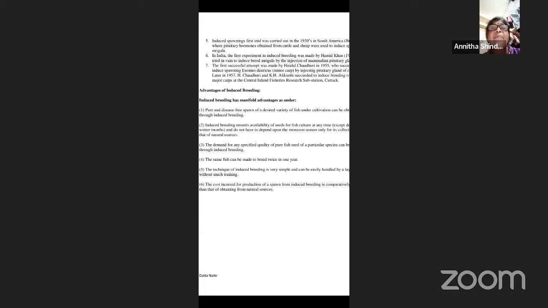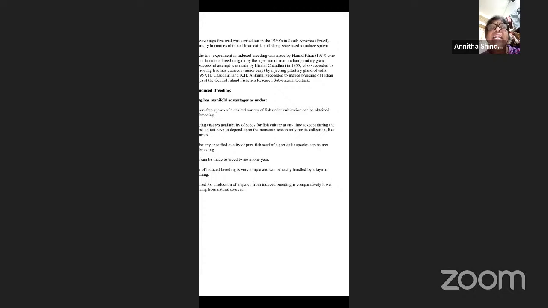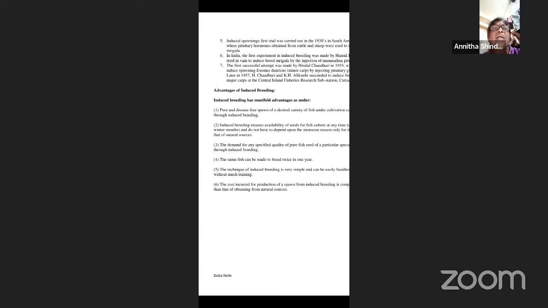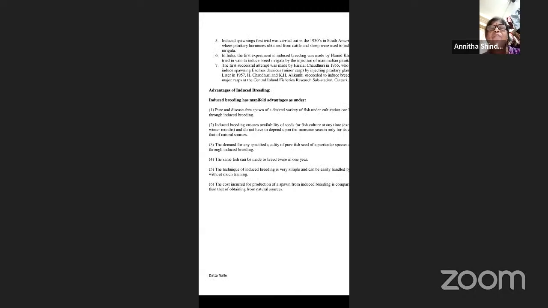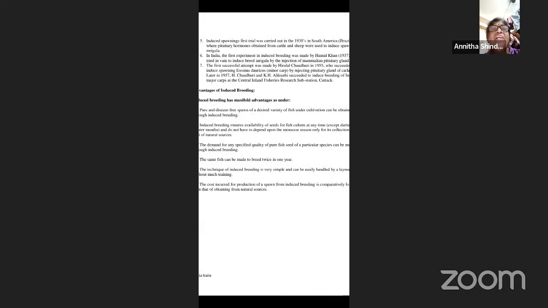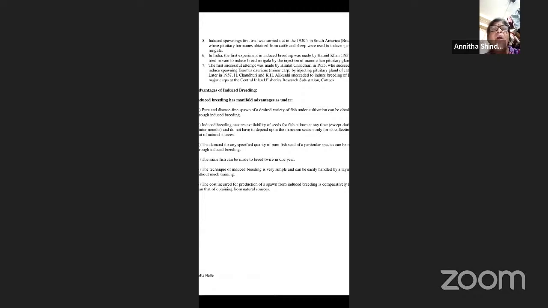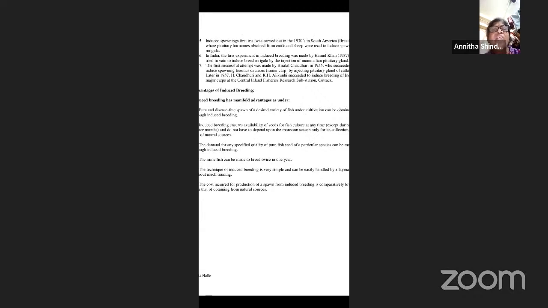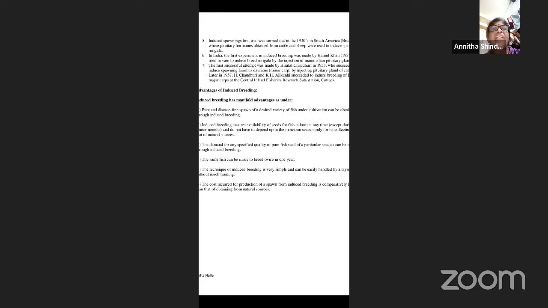In India, the first experiment in induced breeding was made by Hamid Khan in the year 1937, who tried in vain to induce breeding of Mrigala by injection of mammalian pituitary gland. Later on, the first successful attempt was made by Hiralal Chaudhary in 1955, who succeeded in inducing the spawning of Esomus, a minor carp, by injecting the pituitary gland of the Katla. Later in 1957, Chaudhary and Alikunhi succeeded in inducing breeding of Indian major carps.